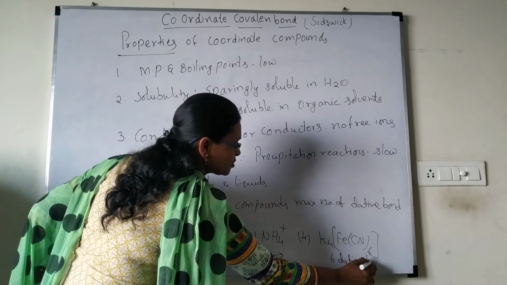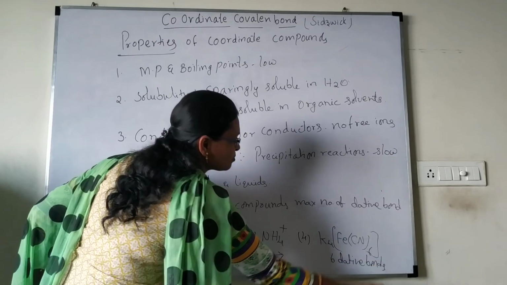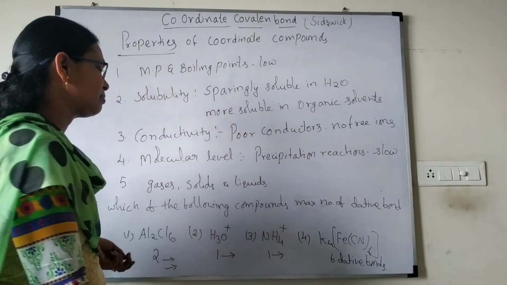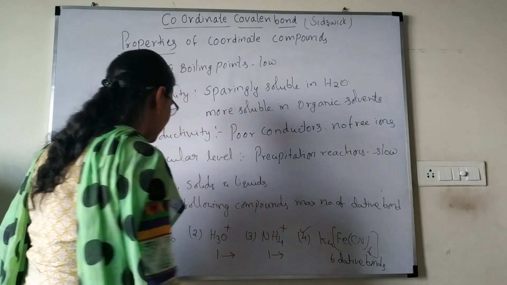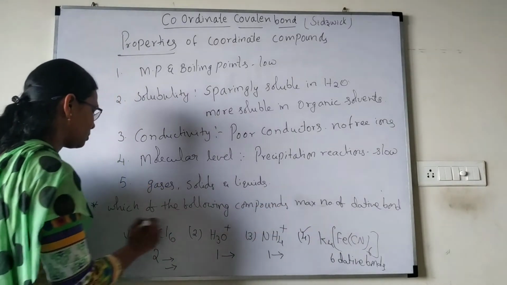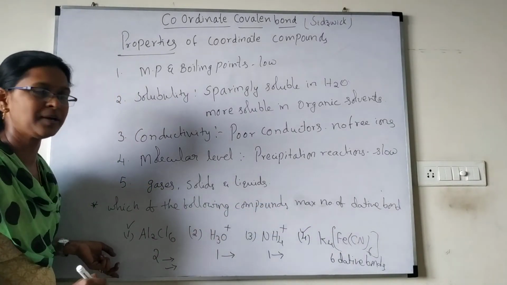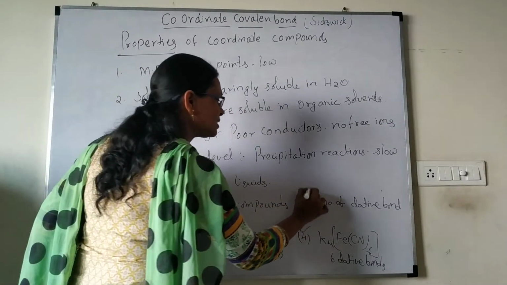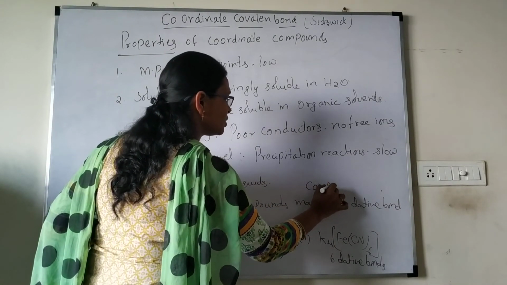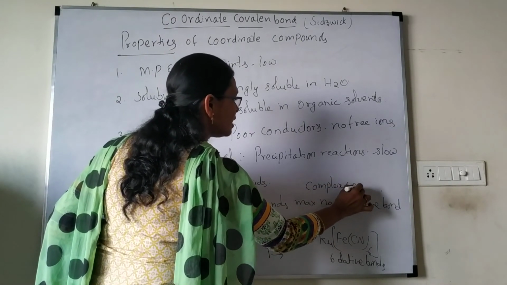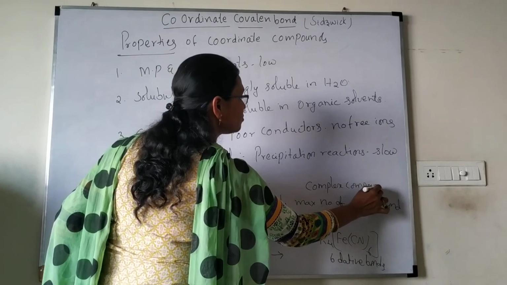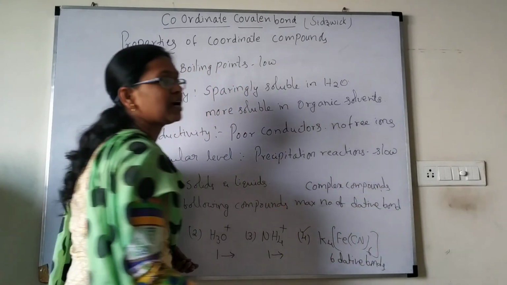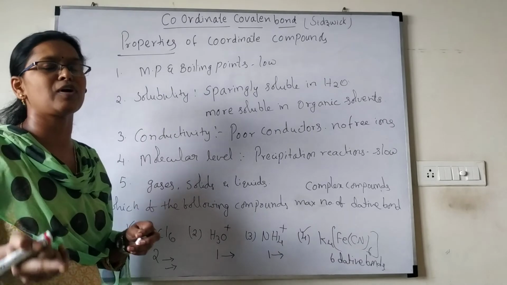This I didn't actually mention earlier, but I am saying it now. So whichever has the maximum number, you can choose that. And if they are not giving this option, you can put this one. Like this, complex compounds, we should remember, have more dative bonds. And there is no condition that only one dative bond should form.